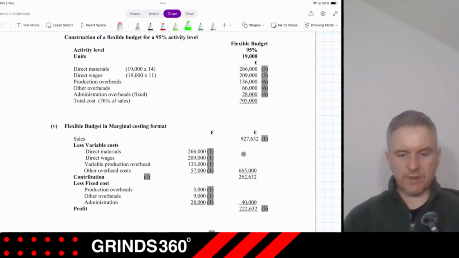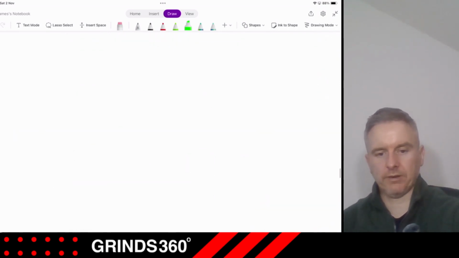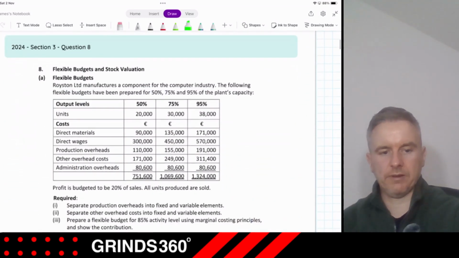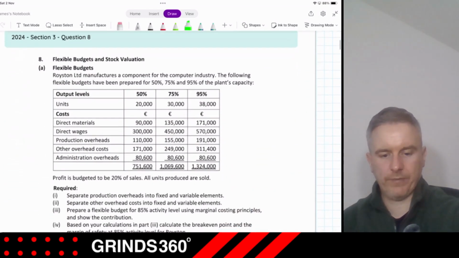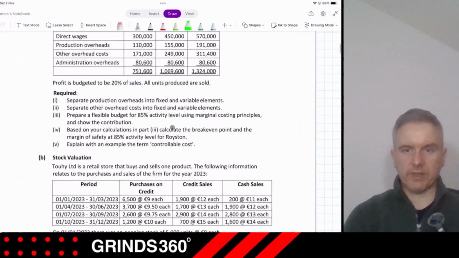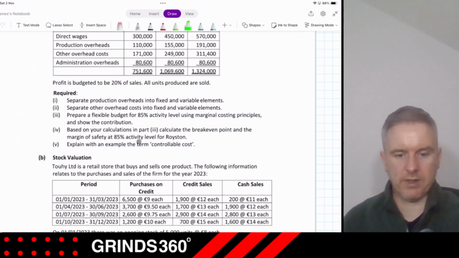Now, what I'm going to do, because we have time, is go and have a look at the other style that can come up. So where we're going to be depending on this in a marginal costing question, all right? If we go back and look at 2024, we can see that they're going to ask us to separate them, so it's good practice for us. We can get it separated again, okay? And then based on your calculations in part 3, calculate the break-even point and the margin of safety. So it's a nice little recap before we go on to marginal costing.